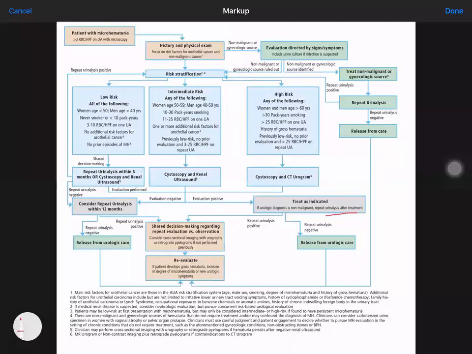They're saying, if you are able to find a non-malignant or gynecological source, we have to treat that cause, and we have to repeat the urine analysis. If the repeat urine analysis is negative, we can release the patient from care.